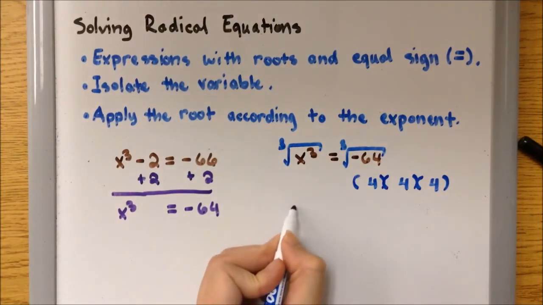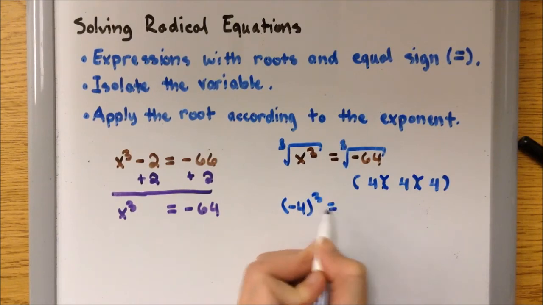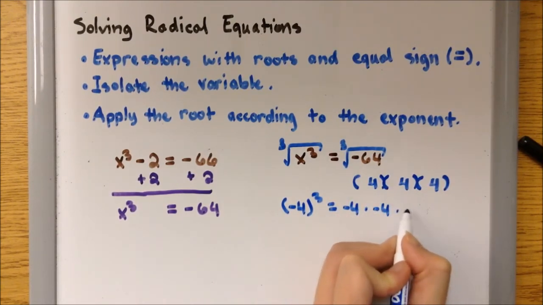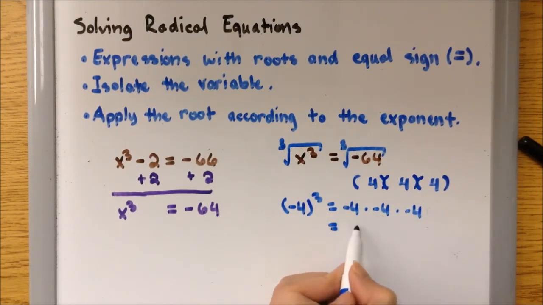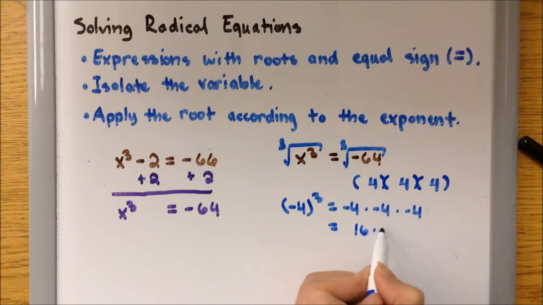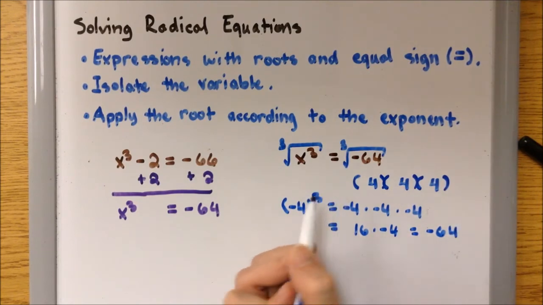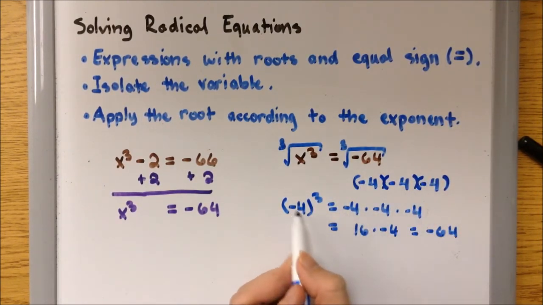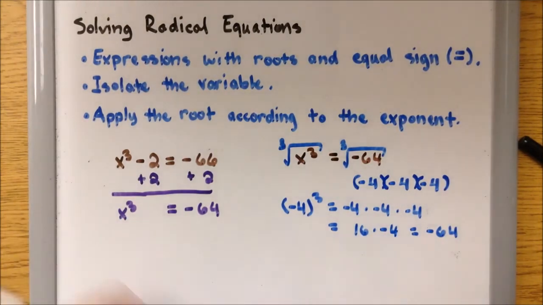So if I do negative 4 in parentheses to the third power, so basically negative 4 times negative 4 times negative 4. So negative 4 times negative 4 is positive 16, and we're going to multiply by negative 4 again, which would be negative 64. Alright, so it could be negative 4 then. As shown here, negative 4 to the third power will equal negative 64.